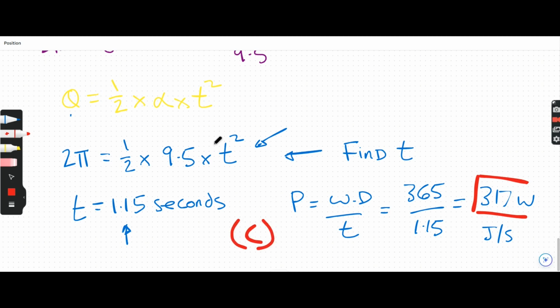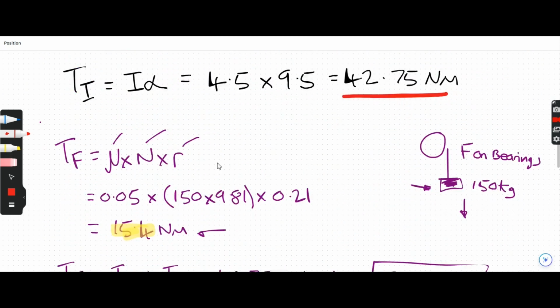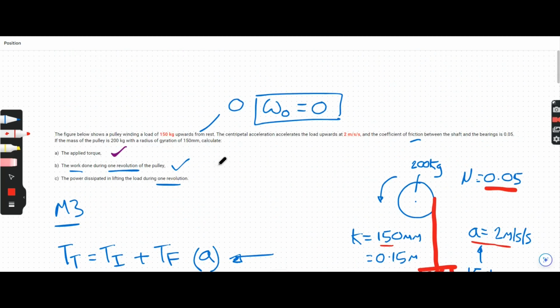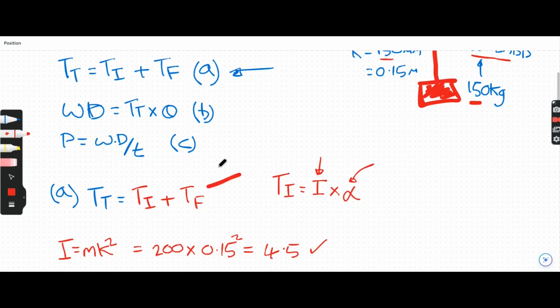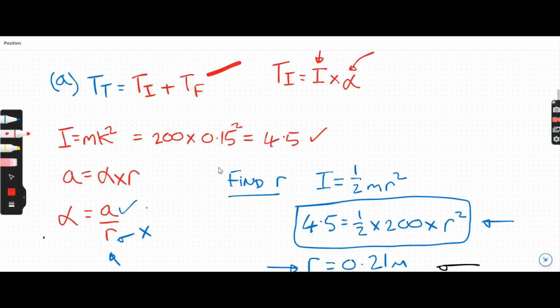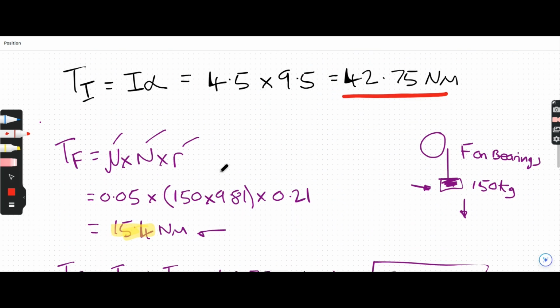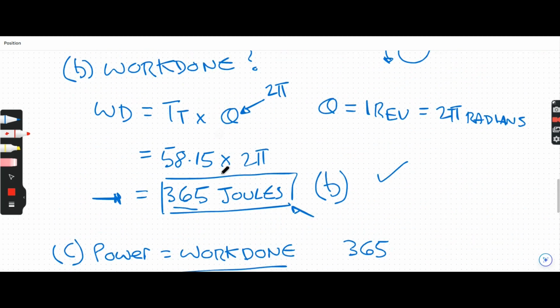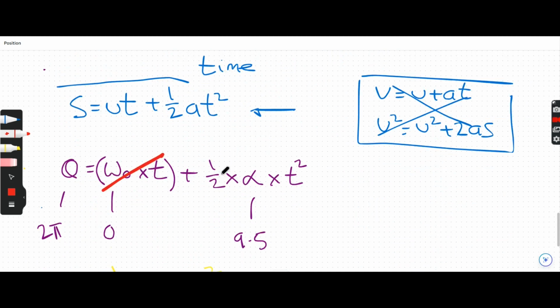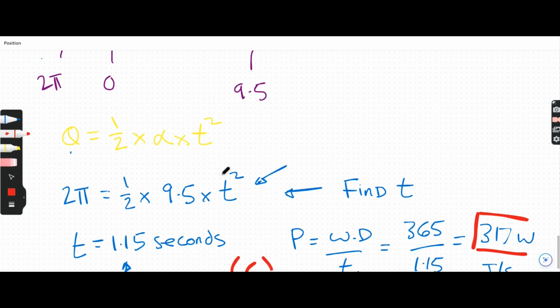Thank you very much. I think that's it. It is it, because I wrote the question so I know. Part A, part B, part C. Applied torque, work done, and power. The total torque is the longest bit. Take your time with the total torque. Because work done is a bit easier because you can just do that. And then the power, you've got to work out time. So take your time with that. And then power.